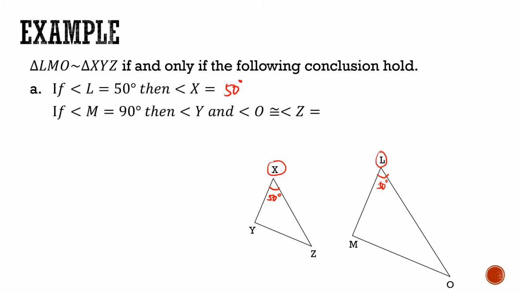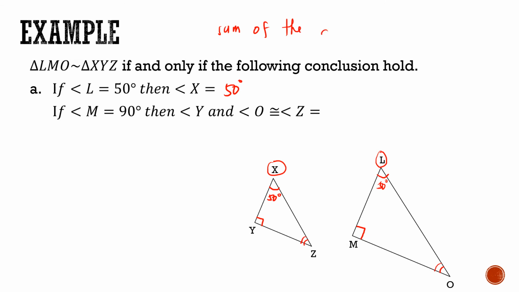If angle M is 90 degrees, then what is angle Y? So if angle M is 90 degrees, obviously angle Y is also 90 degrees. Now what is angle O? As we all know, whatever the measurement of angle O, will also be the measurement of angle Z.